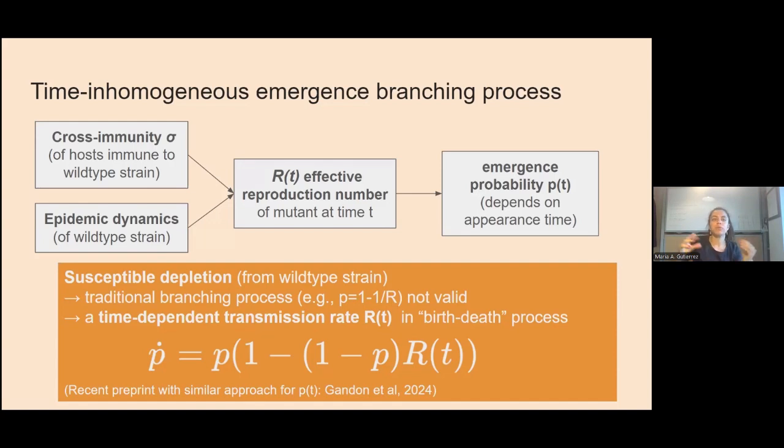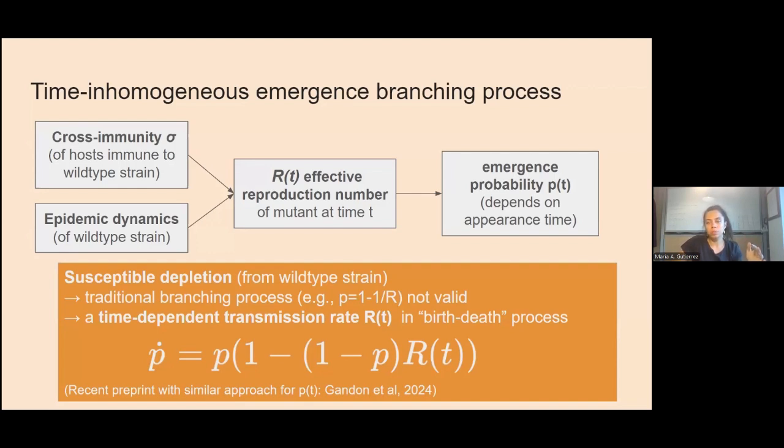But you have to remember that here the wild type strain is still spreading through the population, and it's taking away susceptible hosts that might otherwise be infected with the mutant, and it's also adding some partially immune hosts that are immune to the wild type but might be susceptible to the mutant strain.